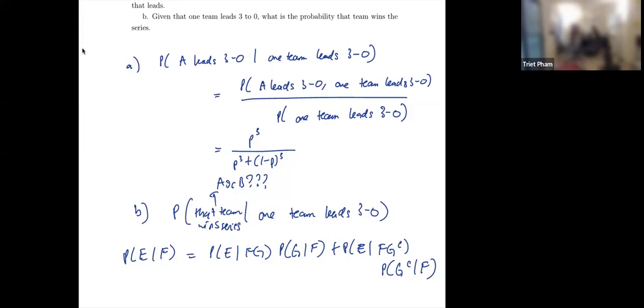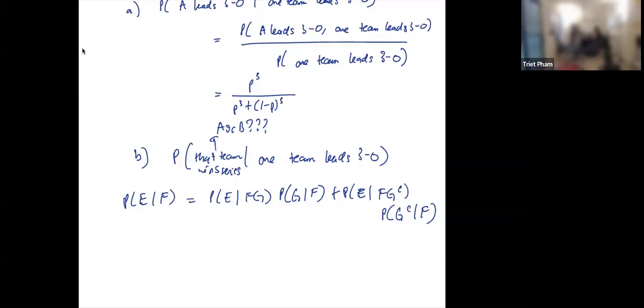Again, conditioning is a technique, but you want to condition on just the right information. Conditioning on the wrong information will just make you more confused. So none of that. What's the straightforward one that we would need to resolve this? To resolve which team leads 3-0, isn't it?